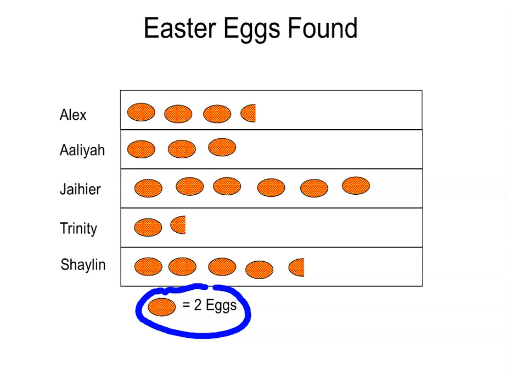So I come up here to Alex, here's 2, and another 2, and another 2, and then half of an egg, half of 2 is just 1. So I would just count them up, 2, 4, 6, 7. So Alex found 7 Easter eggs. Let's try out Trinity. This would be a 2 and this would be a 1, so Trinity only found 3.